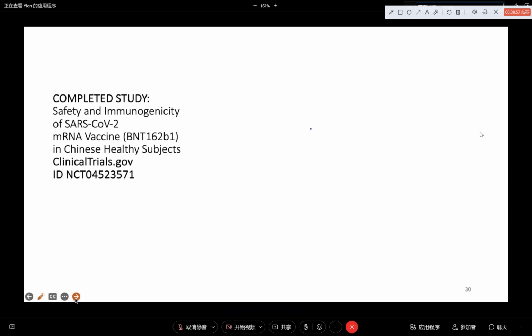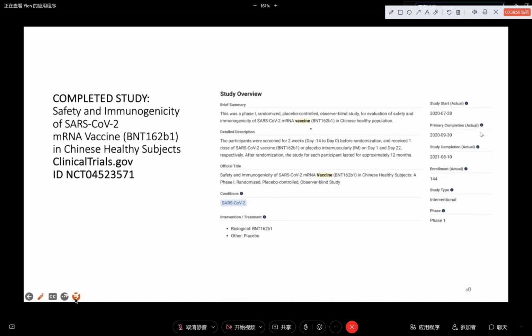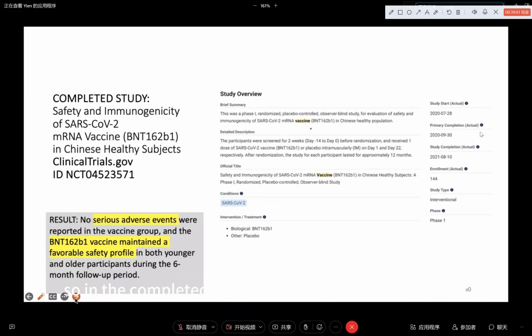So the next slide is about the completed study. In the completed study, what are we looking for, and how are we interpreting it? This study is about the safety and immunogenicity of SARS-CoV-2 messenger RNA vaccines. It's about biological drugs, a biological product.